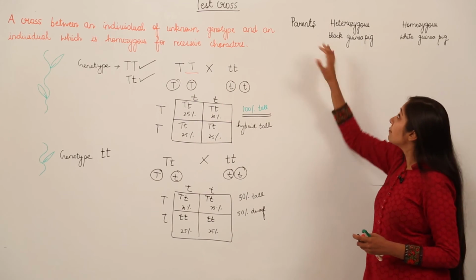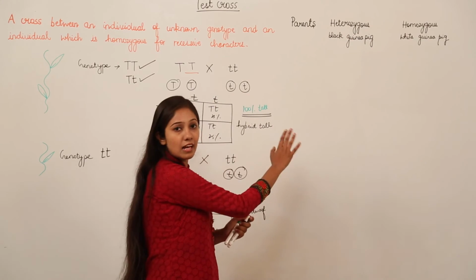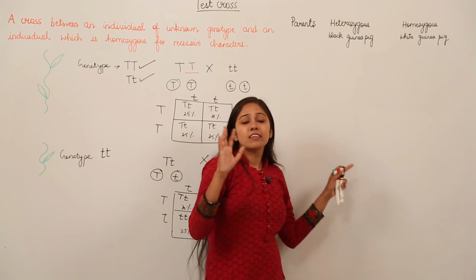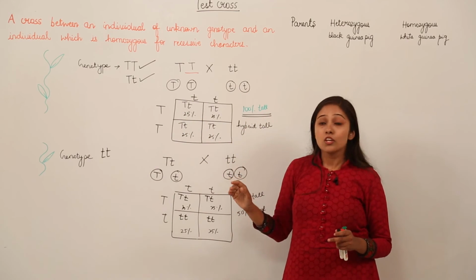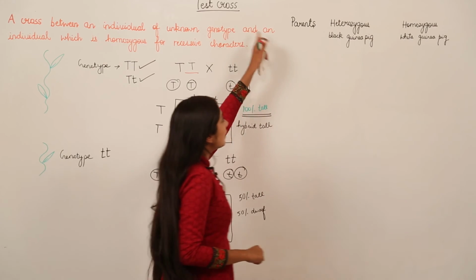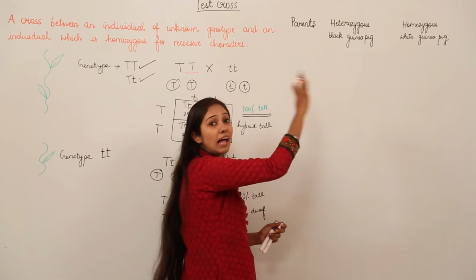In case of guinea pigs, we have a heterozygous black guinea pig. This is, for example, another example, and we have a homozygous white guinea pig. Since we are considering only a single character at a time, this is a monohybrid cross. So this is a monohybrid test cross, and this is also going to be a monohybrid test cross. Okay. So let us perform this with the heterozygous black guinea pig.